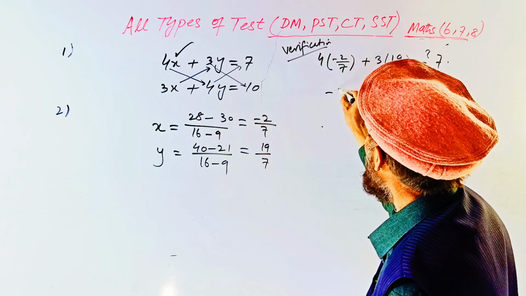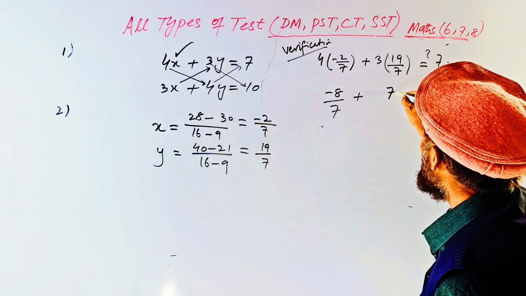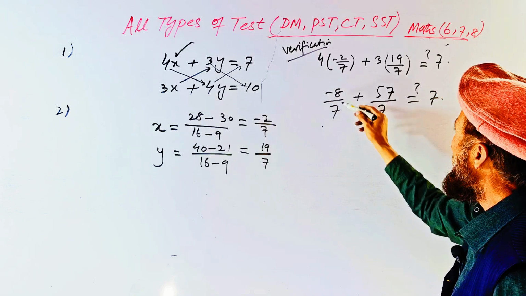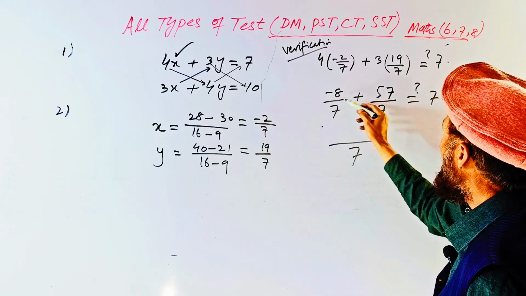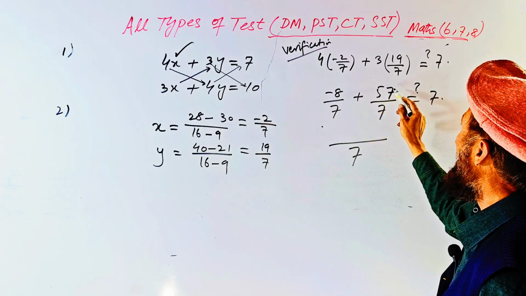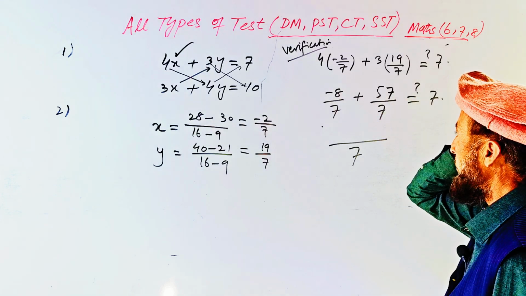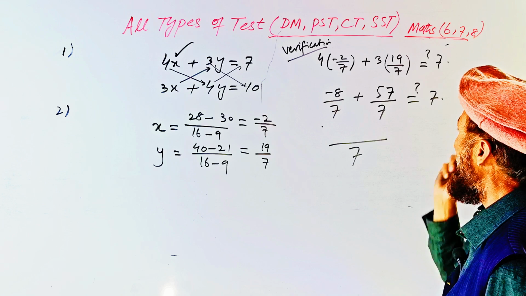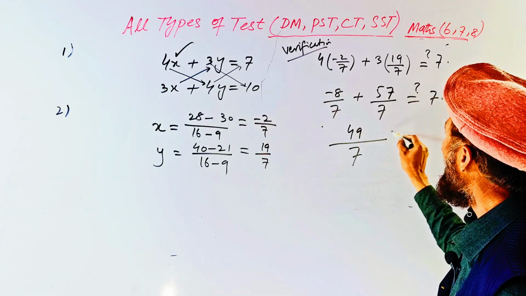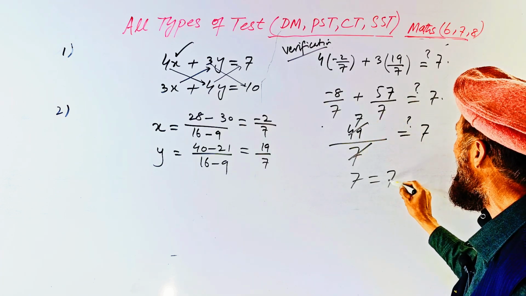Look here, we get minus 8 divided by 7 plus, if we multiply this one, 57 divided by 7, we will see whether the answer is 7 or not. So if we take the LCM 7, we subtract this result. If we subtract 8 from 57, what do we get? We get 49, and 49 divided by 7 is equal to 7, which is the correct answer.